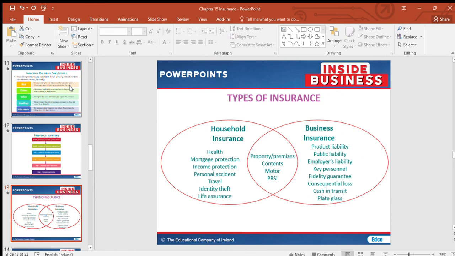Business insurance, quickly: these are just insurances that a business can take out. Product liability, public liability, employer's liability, key personnel, fidelity guarantee, consequential loss, cash in transit, plate glass. We'll go into more detail on them as time comes, but they're not as commonly assessed. Generally you're just asked to list forms of business insurance and list forms of household insurance. Some of the more common ones that we'll look at are the ones in the middle, to do with house insurance, car insurance, and PRSI.